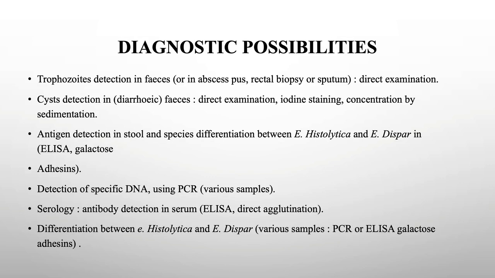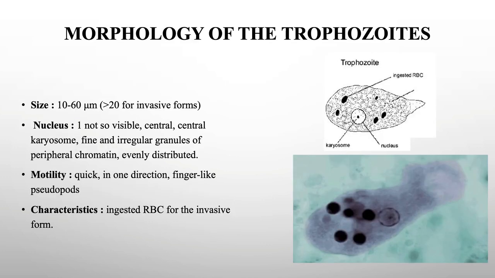So let's come here to the diagnostic possibilities. How can I detect these parasites? I'm not going to talk about a lot of diagnostic possibilities, but I will mention something important. We have two forms. I will explain what these two forms are: what is the trophozoite and what is the cyst. Let's come here.